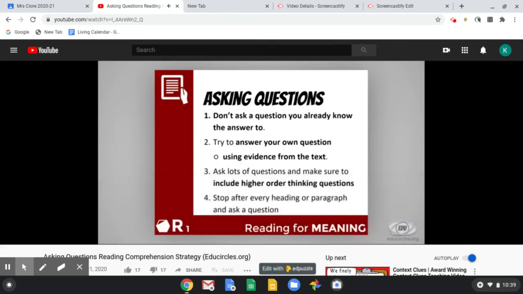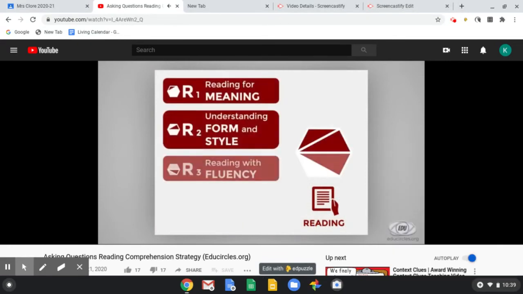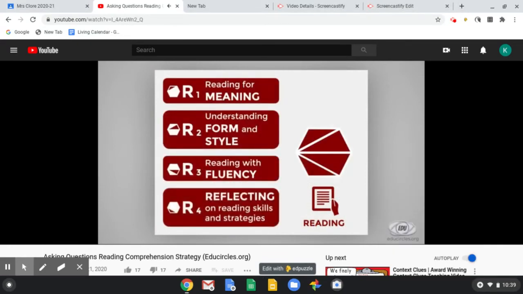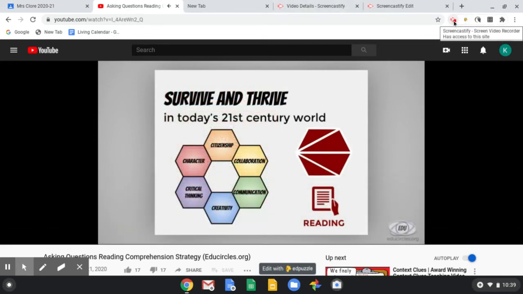Number 4, today, try to stop after every heading or paragraph or section and ask a question. This forces us to think as we read, and that's what active reading is all about. Reading for meaning is just part of the many strategies and skills that we need when we read. And of course, reading is an important thing to be able to survive and thrive in today's 21st century world.